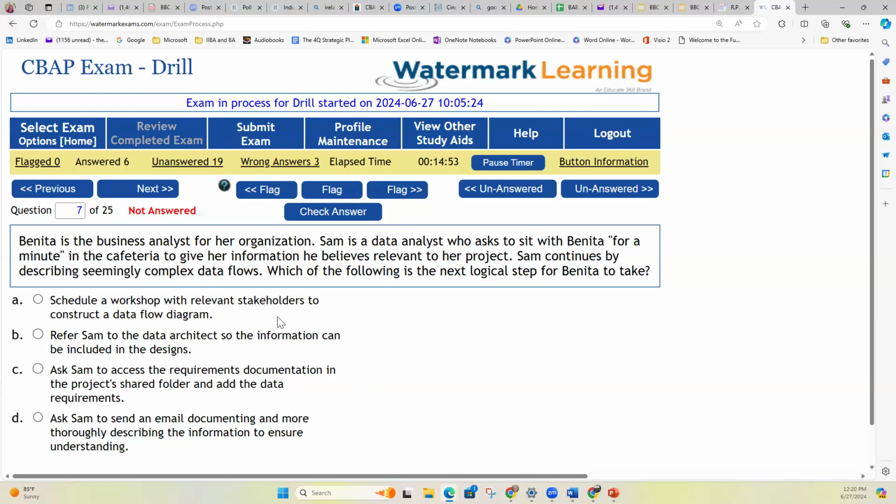Should she schedule a workshop with relevant stakeholders to construct a data flow diagram, refer Sam to the data architect so the information could be included in the designs, ask Sam to access the requirements documentation in the project share folder and add the data requirements, or ask Sam to send an email documenting and more thoroughly describing the information to ensure understanding? According to the BABOK, this one's tricky. Which one should we choose? I go with D as a dog.